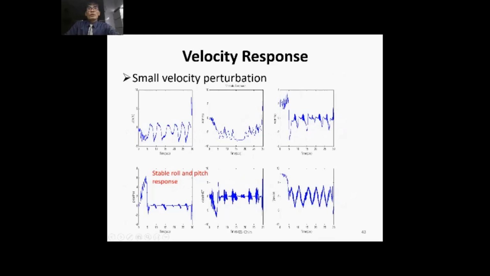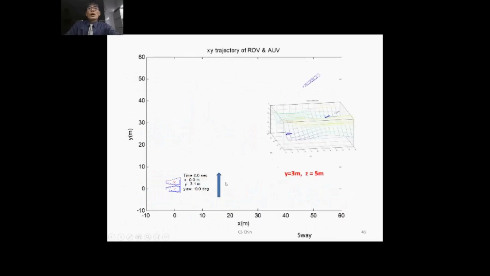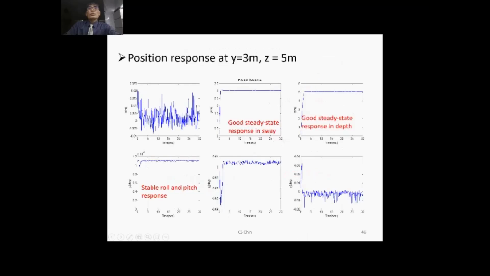and the roll and pitch response is quite stable. You can see that the magnitude is quite small. And what about scenario 2, when y is 3 meters, z is 5 meters? So we are trying to move in the y and z direction in order to capture the AUVs. So the position response at y equals 3 meters, z is 5 meters.